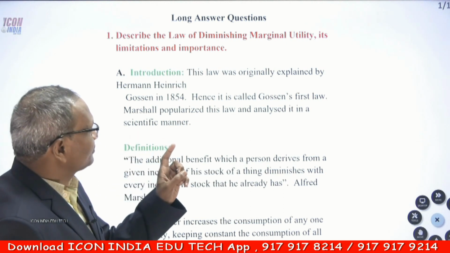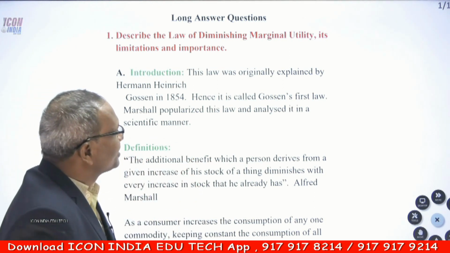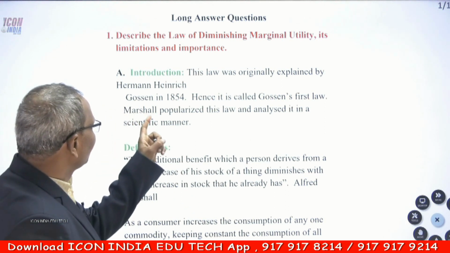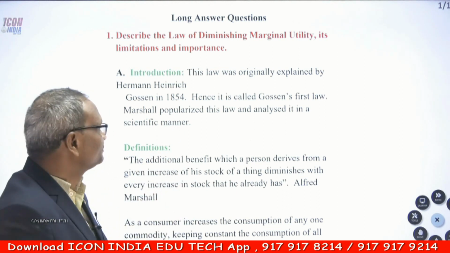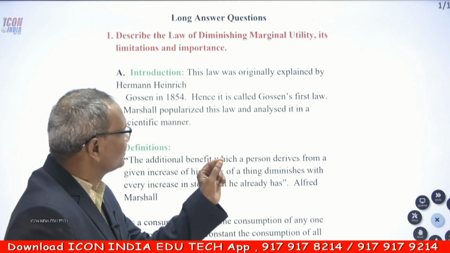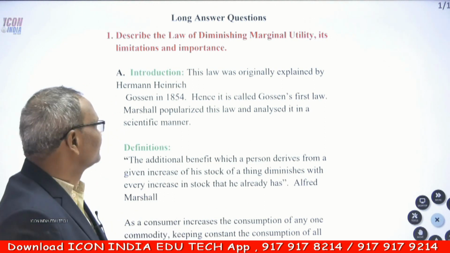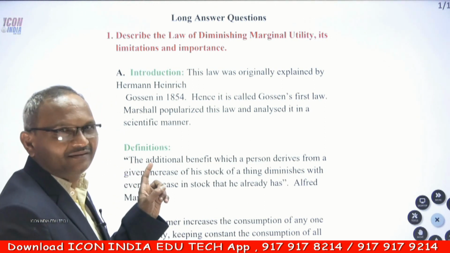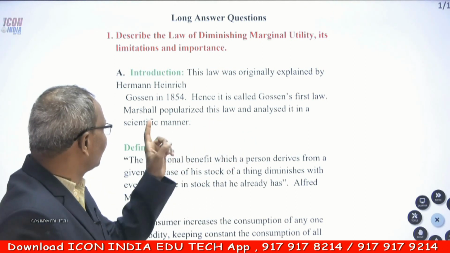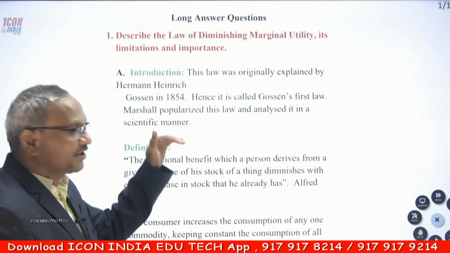In the introduction part, you should write that this law was originally explained by Hermann Heinrich Gossen in 1854. Hence, this law is called Gossen's first law. Later, Alfred Marshall popularized this law and analyzed it in a scientific manner. As it is, you should write in the introduction part.